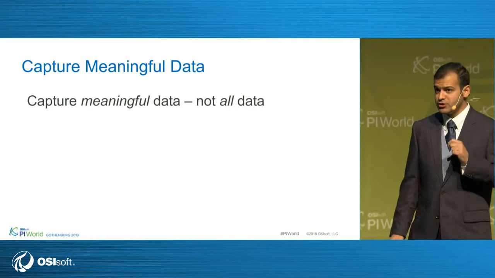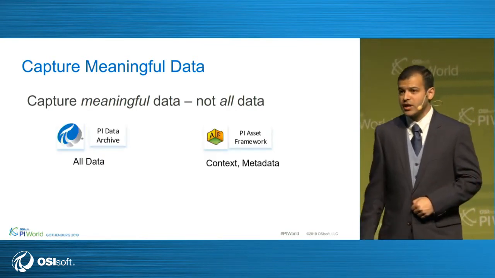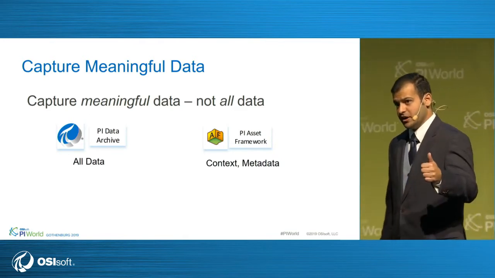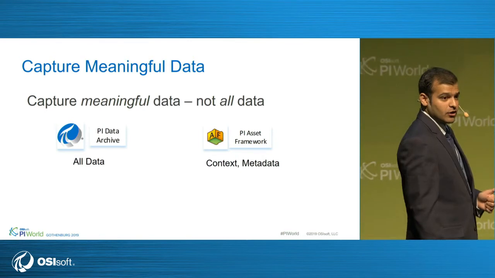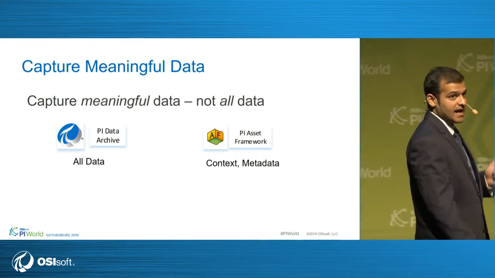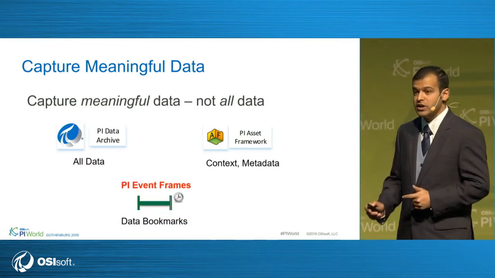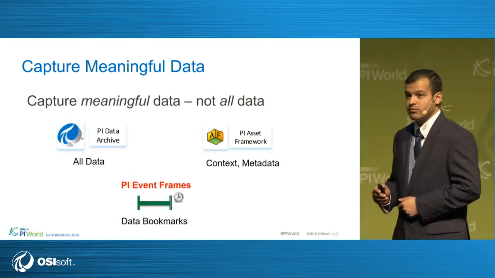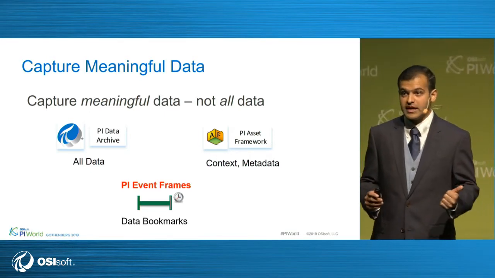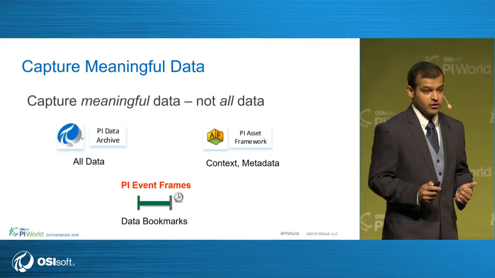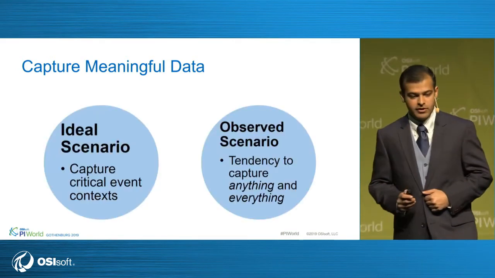We want you to capture meaningful data and not all data. All the PI users out there, if you want to collect all the data, we have PI Data Archive for it. Event frames is not the right place. If you want to collect all contextual and metadata, PI Asset Framework is the place for it. It's not event frames. Event frames is only and only for data bookmarks. You don't start calculating, collecting all the data over there. And if you're doing that, then you need to reevaluate your business case and use the right product for it.